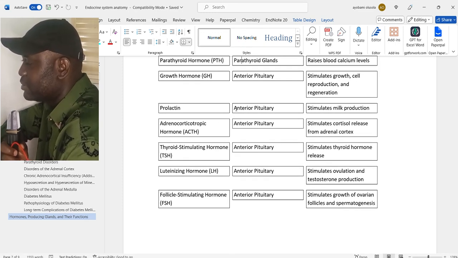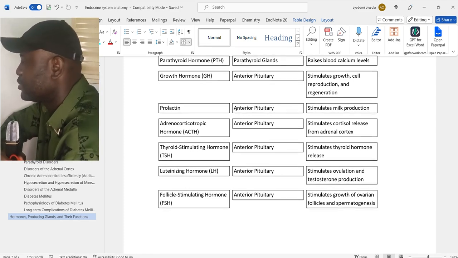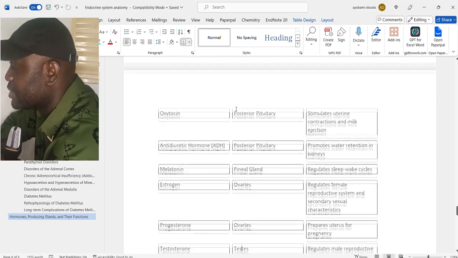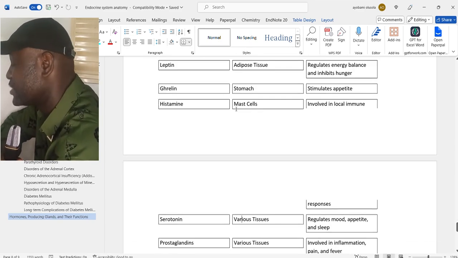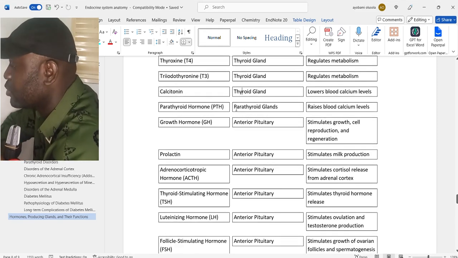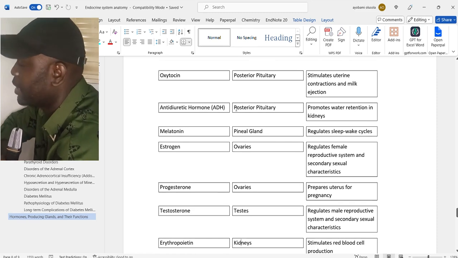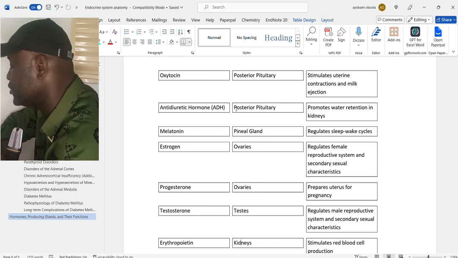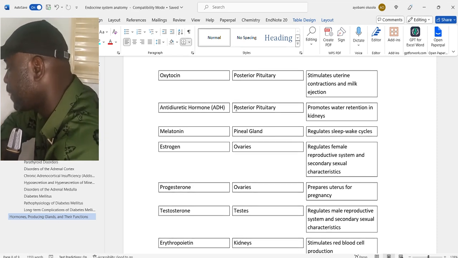We have touched almost all these hormones, but let me still take one or two. Oxytocin is released by the posterior pituitary, and it stimulates uterine contractions and milk ejection. Antidiuretic hormone, also known as vasopressin, is released by the posterior pituitary, and it promotes water retention in kidneys. Melatonin is released by the pineal gland, and it regulates the sleep-wake cycle.